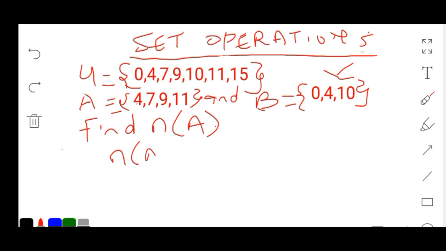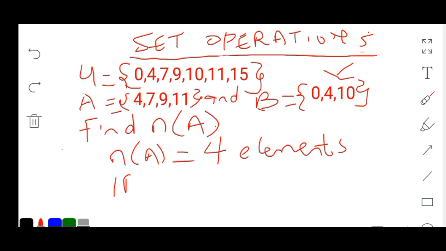So n(A) will be equal to, what's our set A? Just look at the elements. The number of elements in set A. What will be our answer? So the number of elements in set A, just count them. We have 4, 7, 9, 11: 1, 2, 3, 4. That's 4 elements. So just write 4. That's as simple as that.